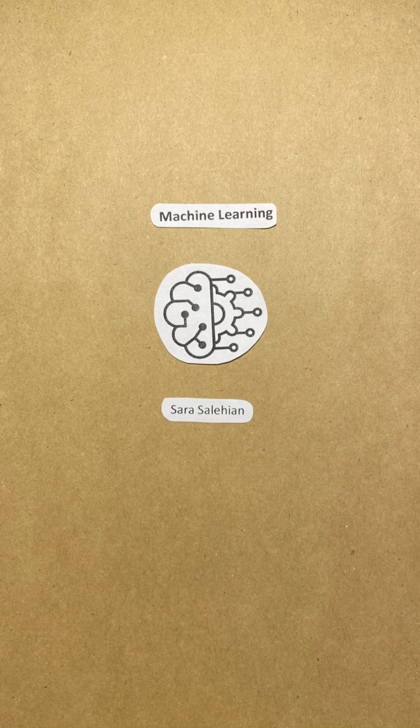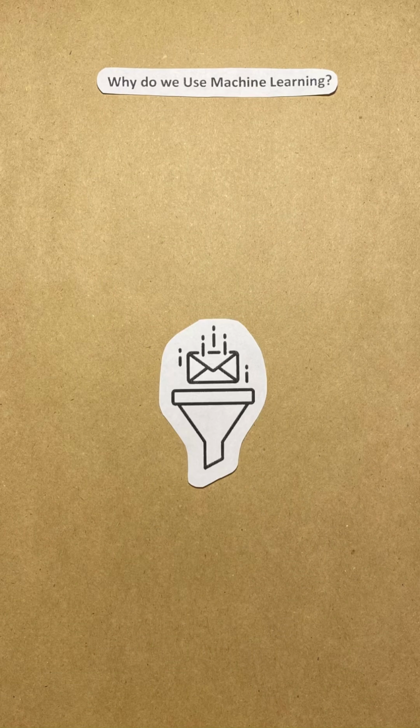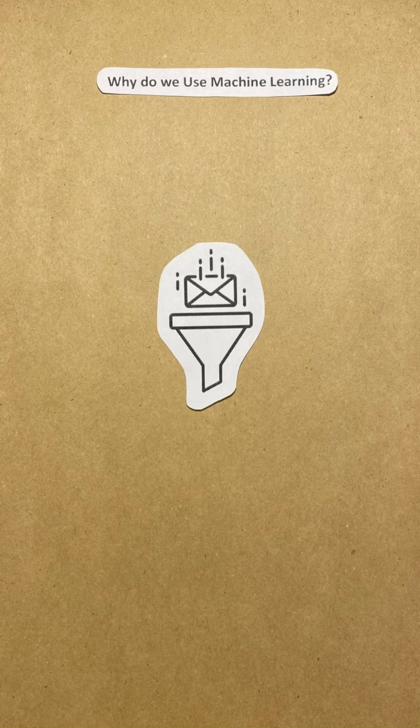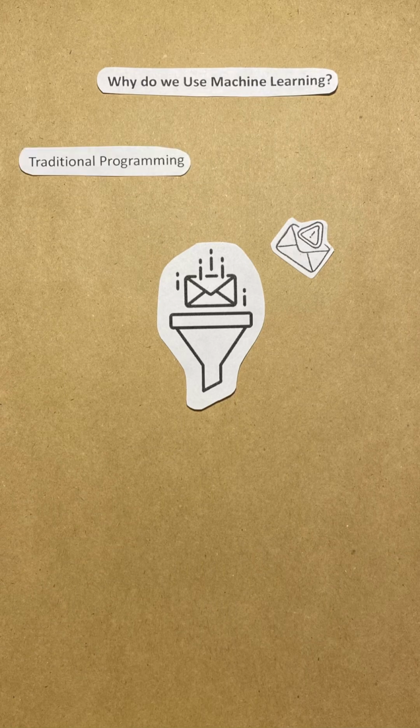This is the second video of machine learning series, and it is about why do we use machine learning. Let's get back to the spam filter example. How would you write a spam filter? Let's say you want to create a spam filter to stop unwanted emails from getting into your inbox. There are two ways to do this: traditional programming and machine learning.